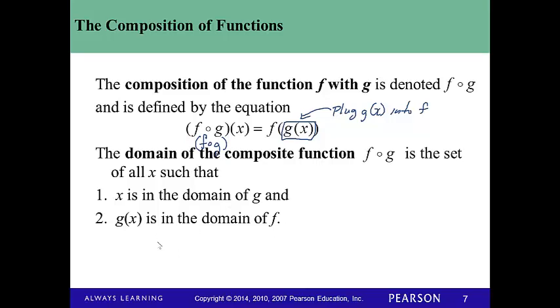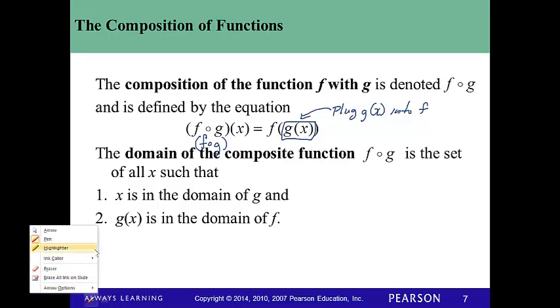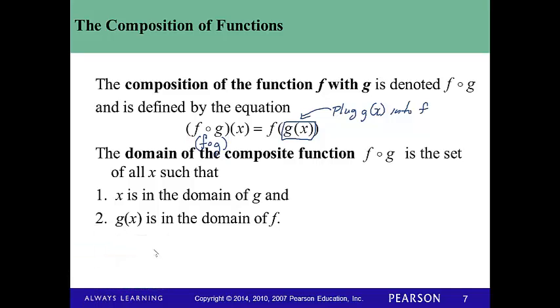Other than f∘g, we also have g∘f. And g∘f is written as g of f of x. So it's g of f of x. And notice this time, f of x is inside of g. So you plug f of x into g.